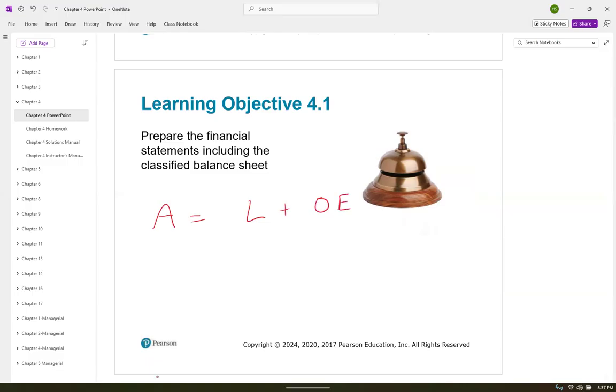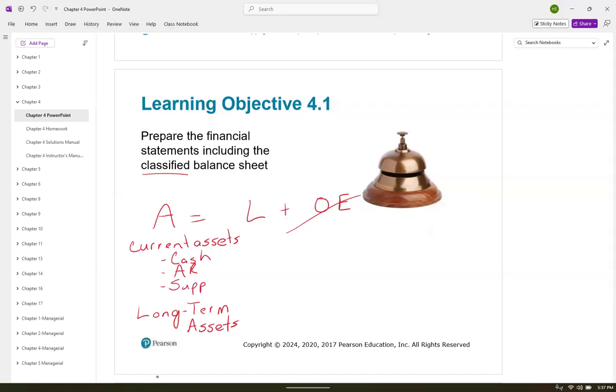Okay. So remember, we had the balance sheet. It has got our assets, liabilities, owner's equity. A classified balance sheet, we're going to kind of categorize the assets and the liabilities. We won't actually do anything with owner's equity. It doesn't get classified. So the first thing underneath assets, we will have current assets. And then we will have long-term assets.